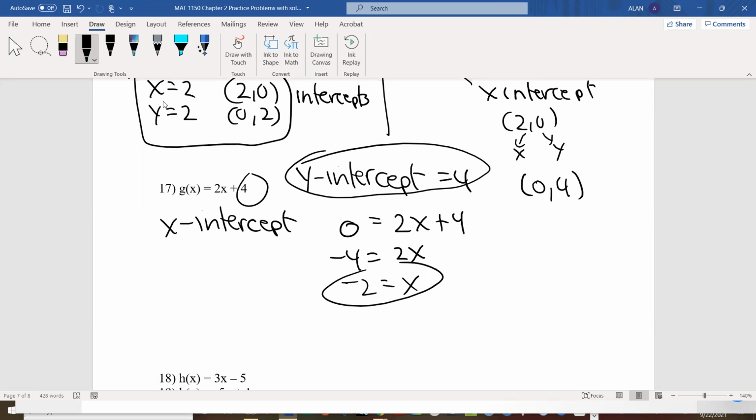Okay, and if you choose to do so, remember what you're actually doing here. The x-intercept is here, and the y-intercept is here.